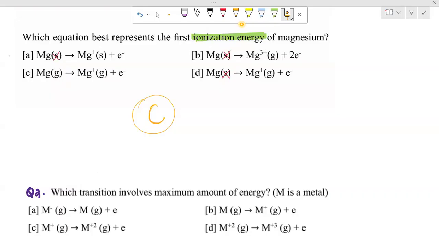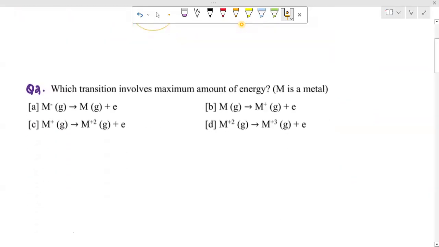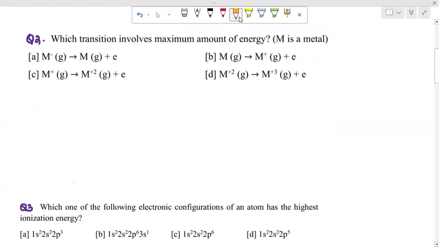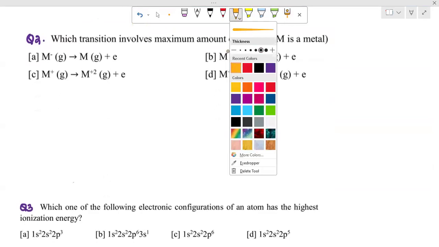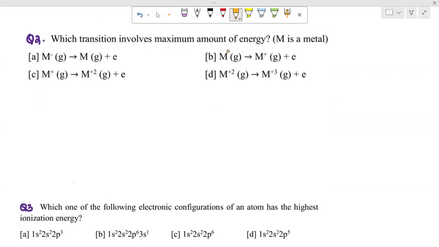Isolated gaseous atom. Okay. Second question. Which of the following transitions involves the maximum amount of energy? So we have already done a similar question of this type. Ne plus, Na plus and Ne.